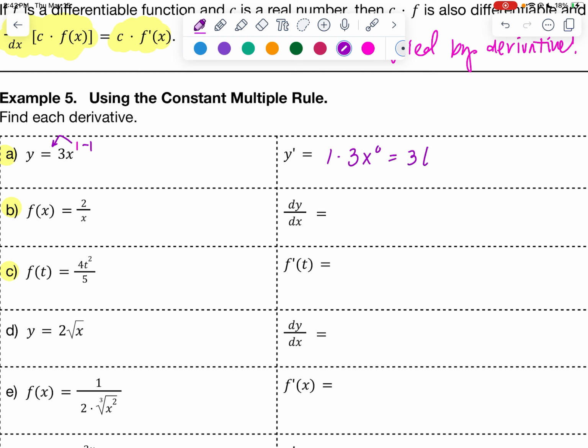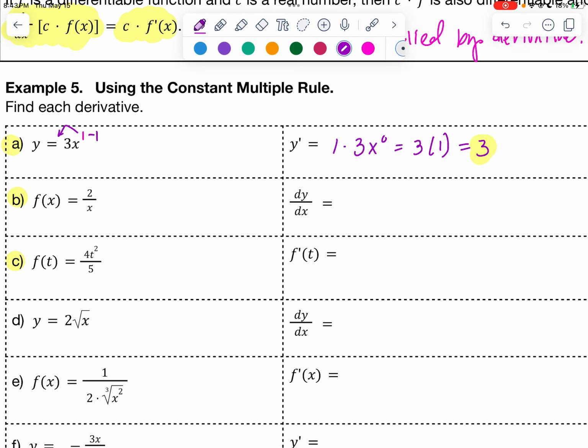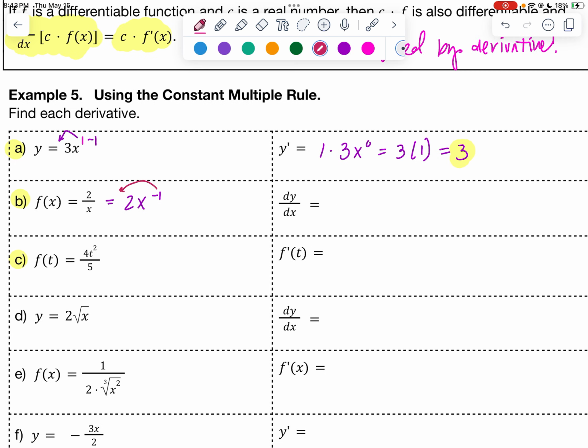X to the 0th power is just 1, so 3 times 1 gives me an answer of 3. So my derivative is just 3. Right? For part B, I might have to rewrite it. This is really 2x to the negative 1 power. From here, I can apply the power and constant rule.